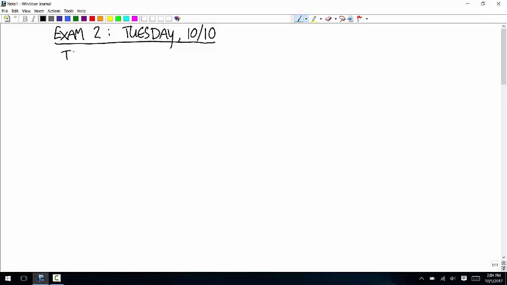The topics are everything up through 2D kinematics. Yeah, everything. It's all cumulative. So remember to look back at old stuff too. But you don't have to worry about any of the stuff from labs. That's totally separate. Okay. But everything up through 2D kinematics.